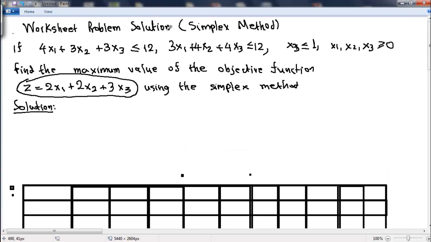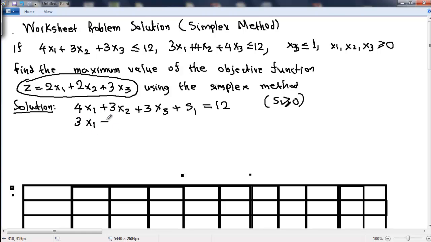The first thing to do is to turn inequalities into equalities. How is it done? We take the first one, 4x1 plus 3x2 plus 3x3, and we add a new variable that's called slack variable s1. This variable covers the difference between this sum and 12. So I add something to that and I'm taking 12. Of course s1 must be non-negative.